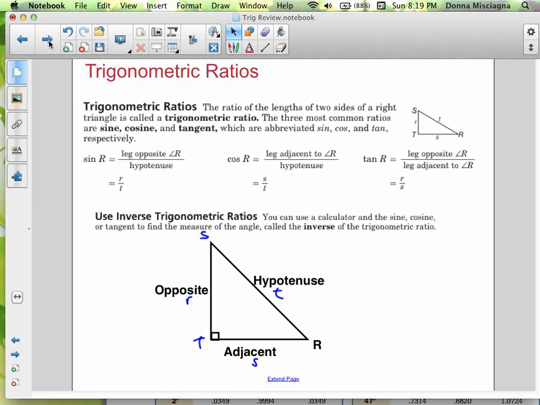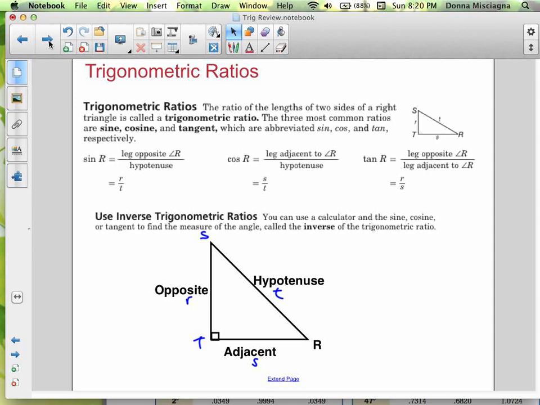So trigonometric ratios: the ratio of the lengths of two sides of a right triangle is called a trigonometric ratio. The three most common ratios are sine, cosine, and tangent, which are abbreviated sin, cos, and tan respectively. Sine: if we look down here at our picture, sine r is the leg opposite angle r, and so that would be side r, right? So side r is the side opposite angle r over the hypotenuse. And the hypotenuse is opposite the right angle.